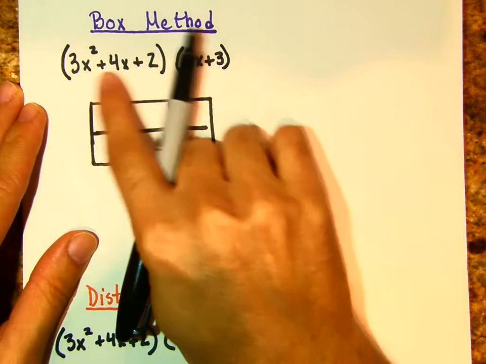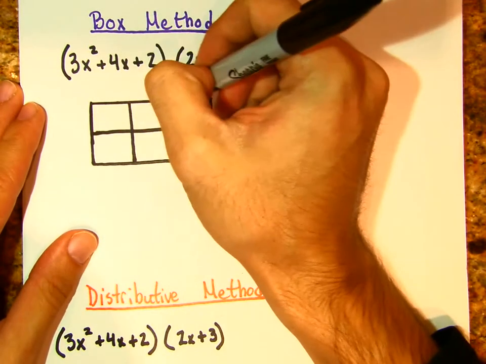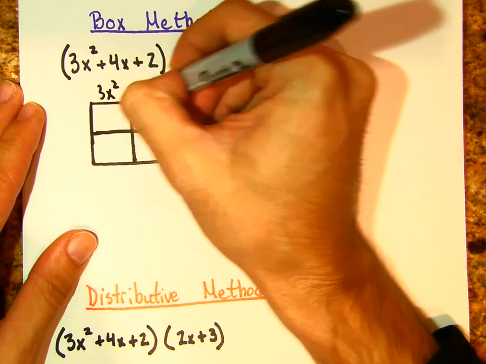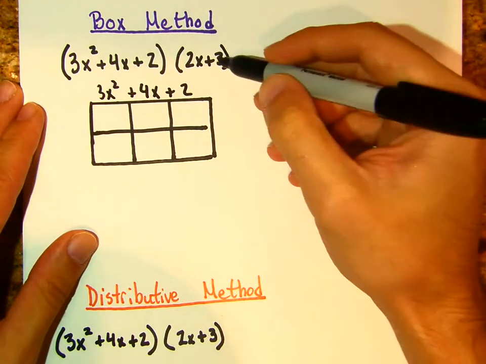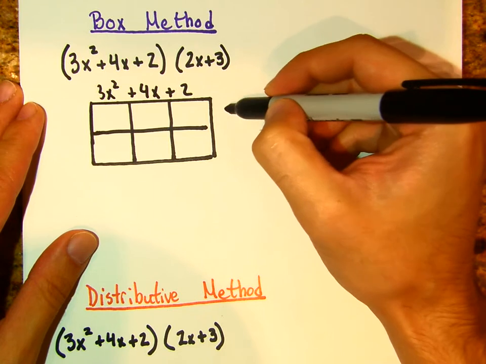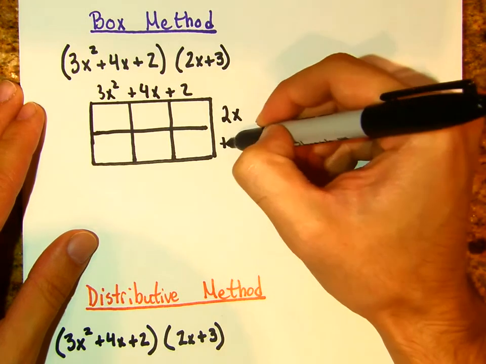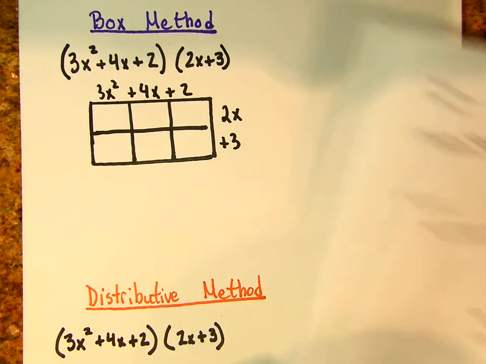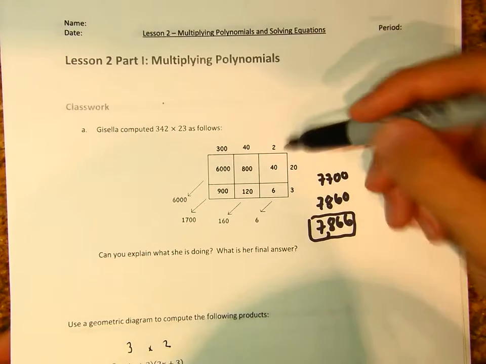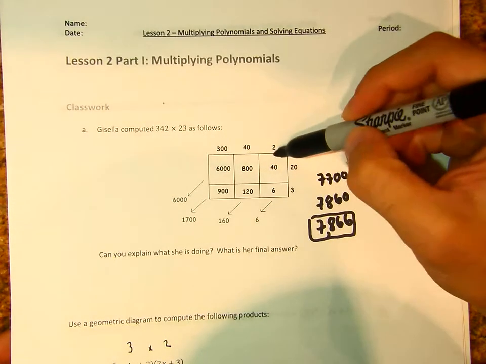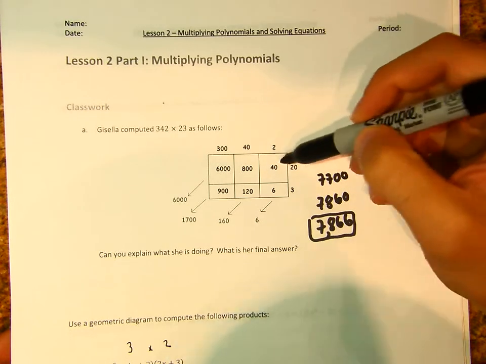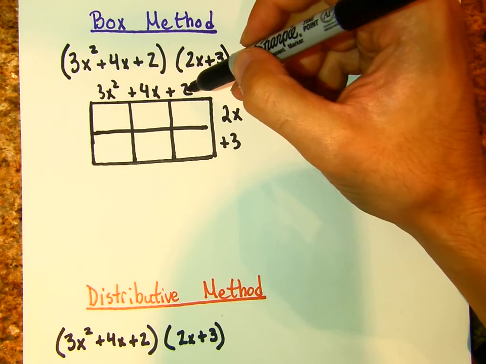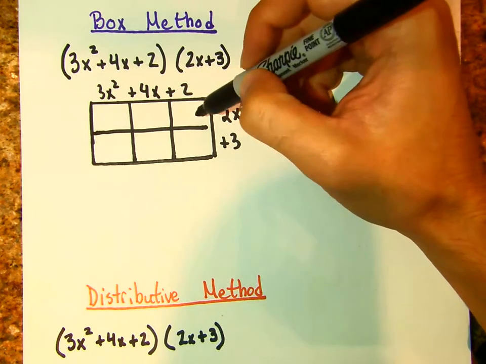So here we're going to take this polynomial and put it over here. So we have 3x squared plus 4x plus 2. And then here we're going to have this polynomial and bring it right down here, 2x, and we're going to do a plus 3. Try and be consistent with your signs. And the same way Gisela was multiplying her 3 by 2 operation, we're going to be doing that with this. So here, the game plan, what is 2 times 2x? We'll have that over here.